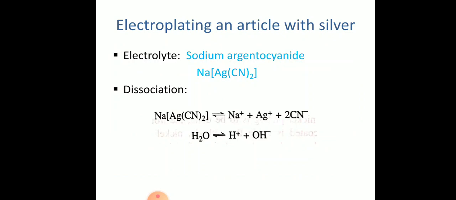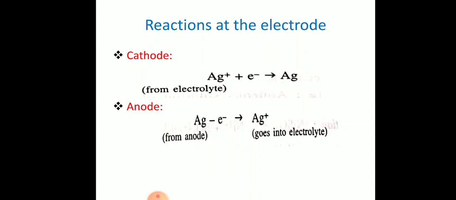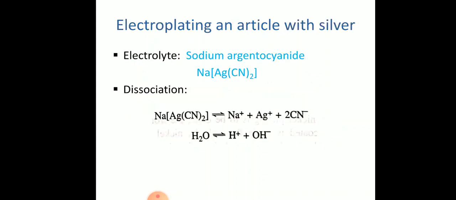Once you pass the current, dissociation will take place in which this electrolyte will decompose into sodium ion, silver ion and cyanide ion. Since it is an aqueous solution, there will be decomposition of water also into H+ and OH- ions. Next, after the generation of the positive and negative ions, the migration of the ions will take place.